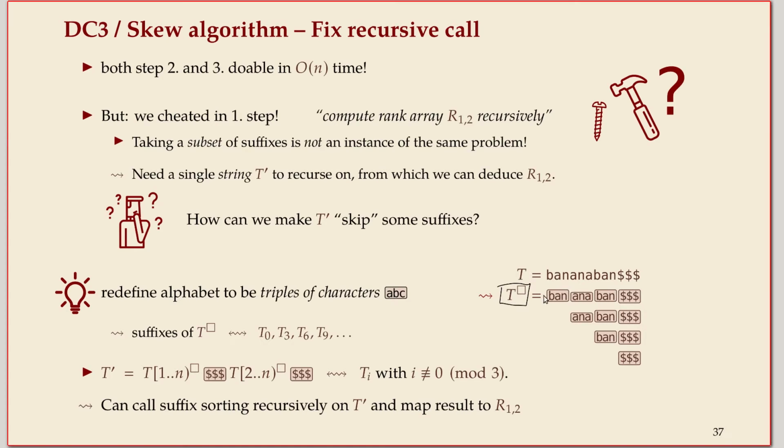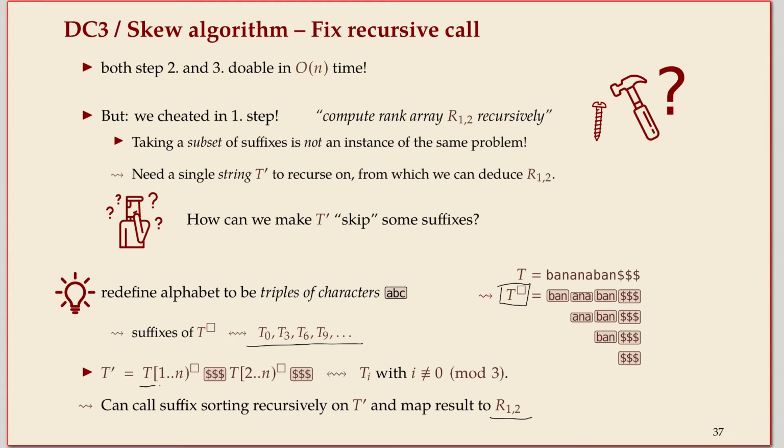If you take the suffixes of this t box, then you get exactly the whole string, the suffix starting at position 3, at position 6, and so on. So you do get exactly these suffixes that start at multiples of 3. Now this is not exactly what we need. We want the ones that don't start at a multiple of 3. So start at 1 and 2, 4 and 5, and so on.